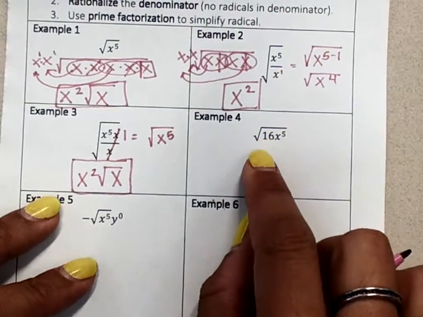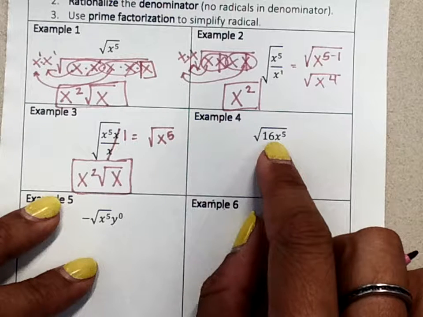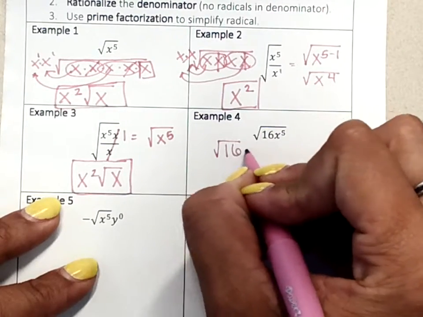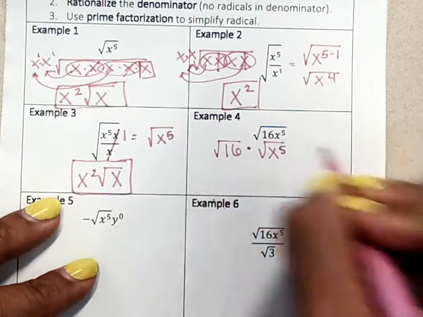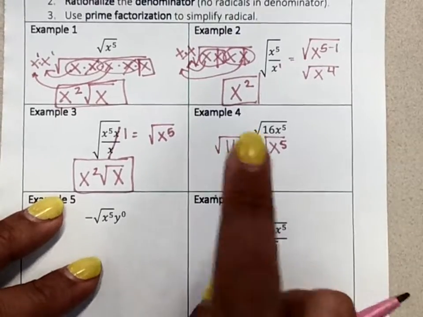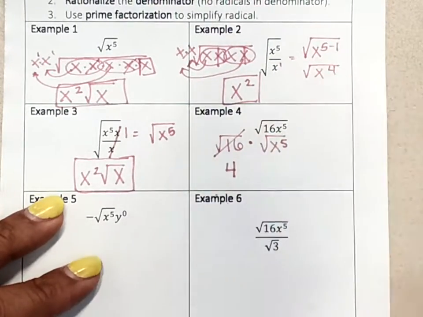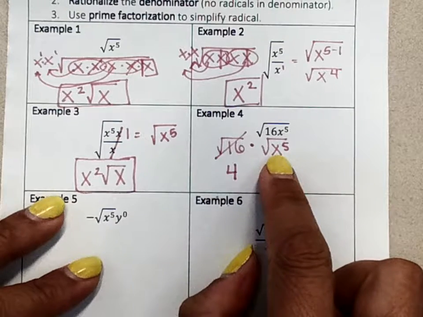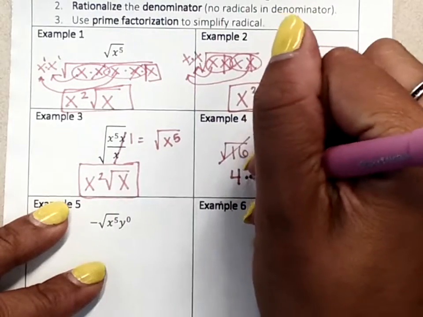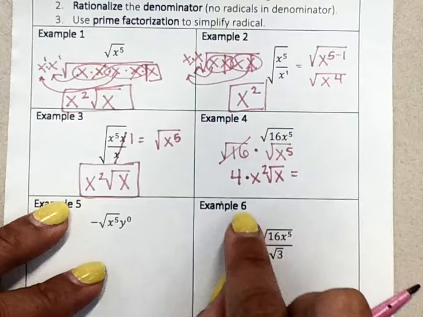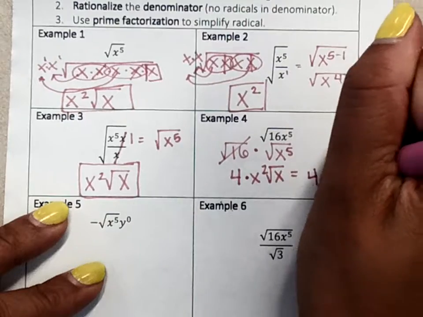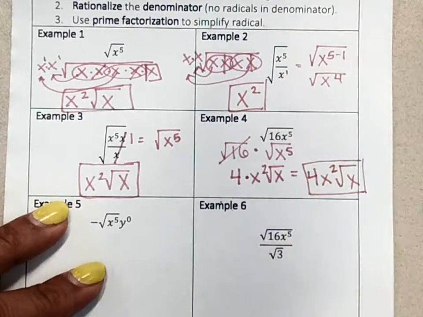In example 4, we now have a numerical value in front of x to the 5th. I like to think about this by breaking them up. So I think of the square root of 16 times the square root of x to the 5th. They're the same thing. I know that the square root of 16 is a perfect square, so that's going to leave me with 4. And I know that x to the 5th is going to, again, be x squared square root x. When we multiply all of this together, 4 times x squared is just 4x squared square root x.